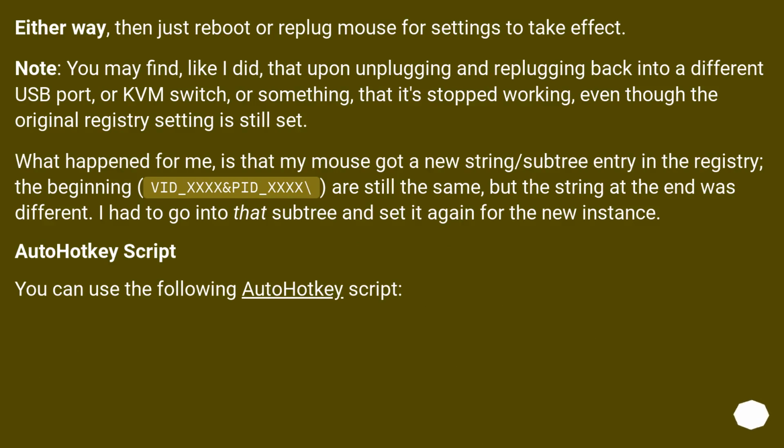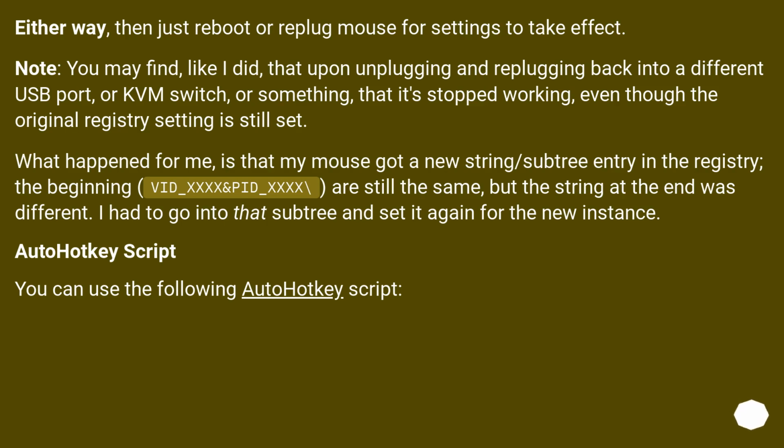Note, you may find, like I did, that upon unplugging and replugging back into a different USB port, or KVM switch, or something, it stopped working, even though the original registry setting is still set. What happened for me is that my mouse got a new string/subtree entry in the registry. The beginning, VID_4x and PID_4x, are still the same, but the string at the end was different. I had to go into that subtree and set it again for the new instance.